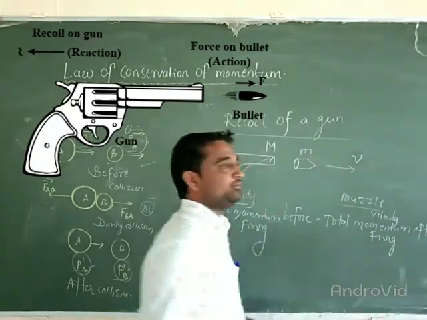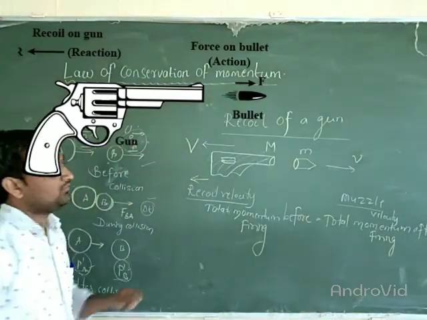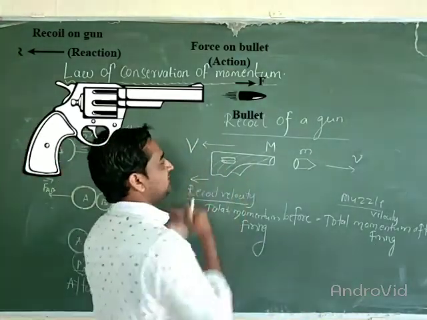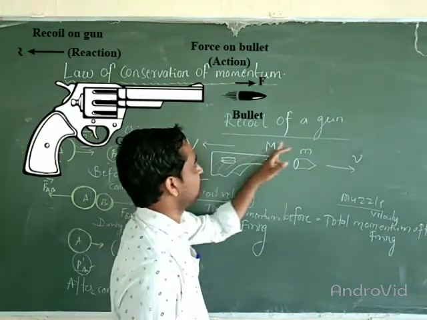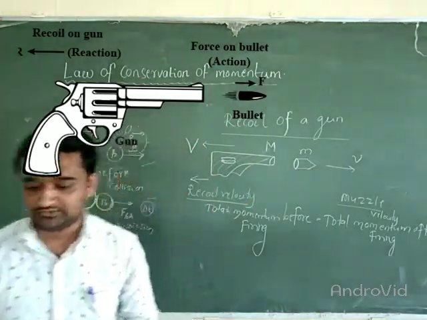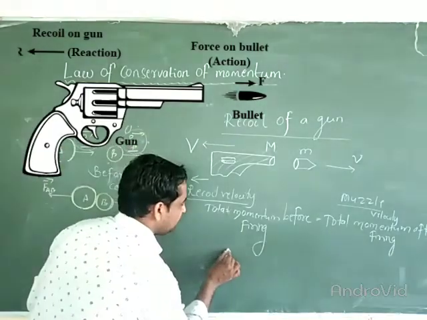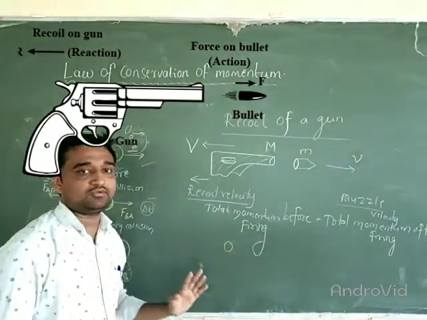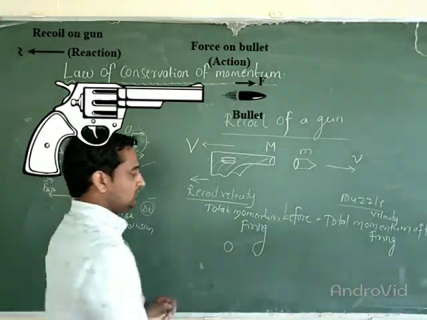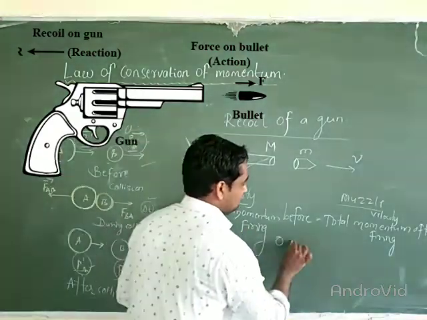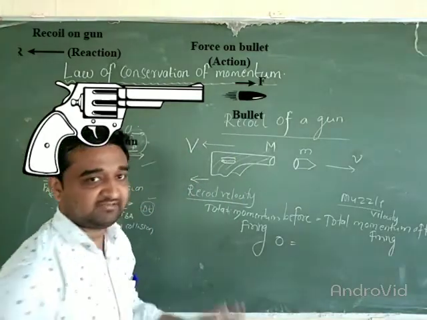So total momentum before the firing, look: before the firing the gun is at rest and the bullet is also at rest. So v is equal to 0, this v is equal to 0 and this v is also equal to 0. Therefore the total momentum before firing is equal to 0. Therefore what is the total momentum after firing?